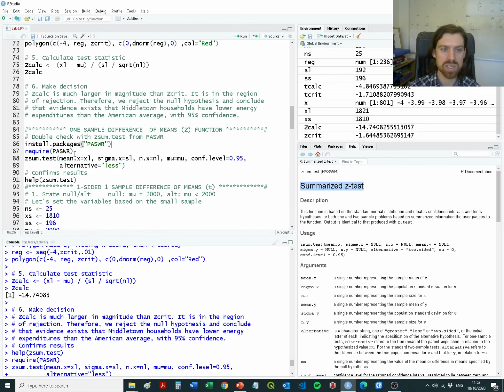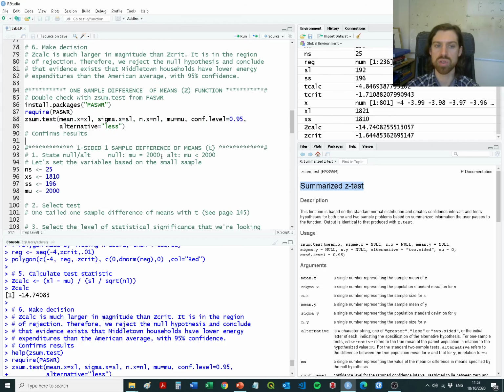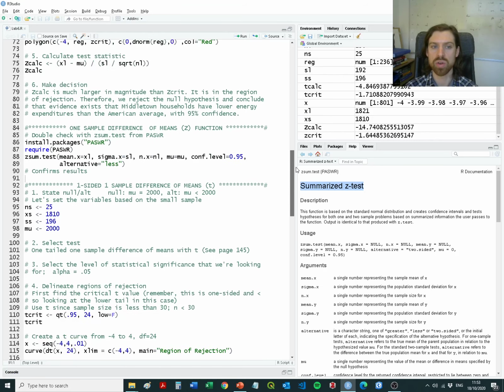If you don't have this package, you need to make sure that the first time you run it, you run this line of code, install.packages paswr, and then you need to load it into your current environment. So you need to run require paswr. I had actually already loaded it into my environment in advance, so I didn't run that code this time round, but you will need to. So I think that that's looking fairly good.